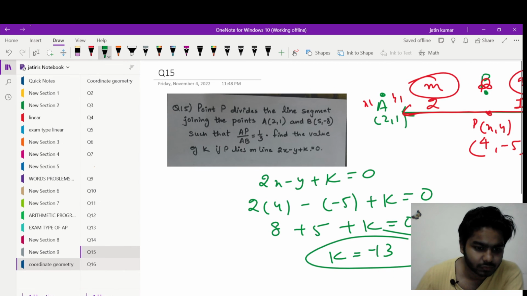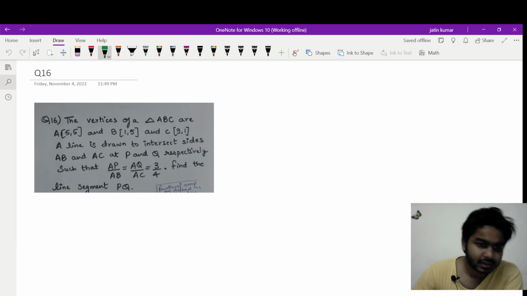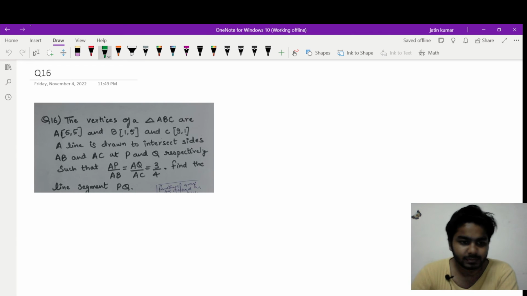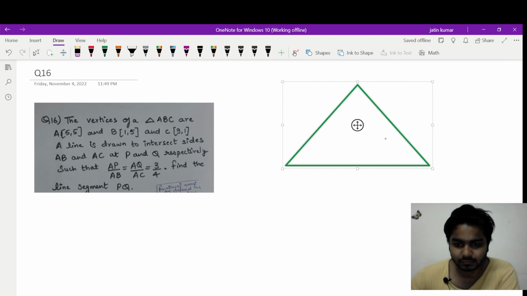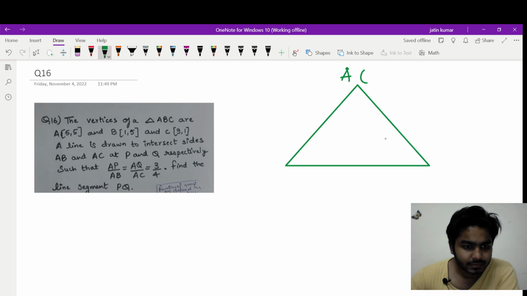Now we will move on to question number 16. This is our last question and a very important one also. Please focus. The vertices of a triangle ABC are A (5, 5), B (1, 5) and C (9, 1). So let me draw a triangle first. So this is a triangle and we are given the vertices A (5, 5), B (1, 5) and C (9, 1).